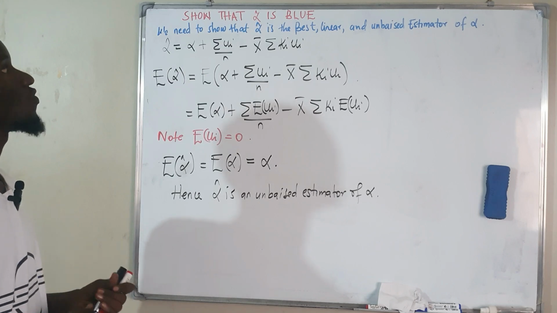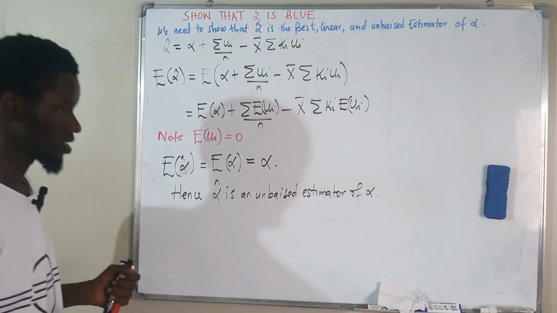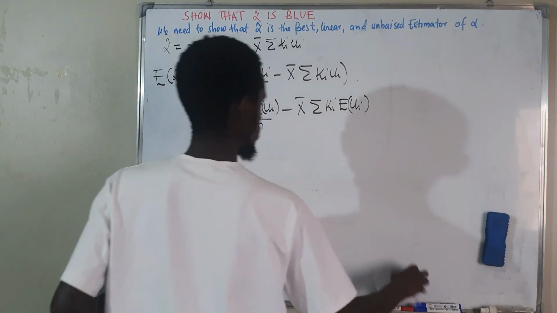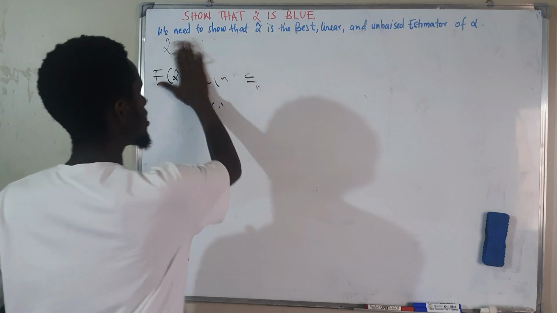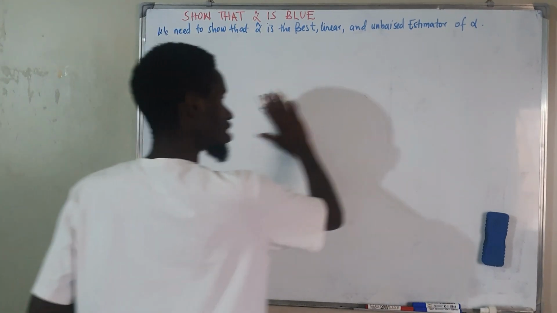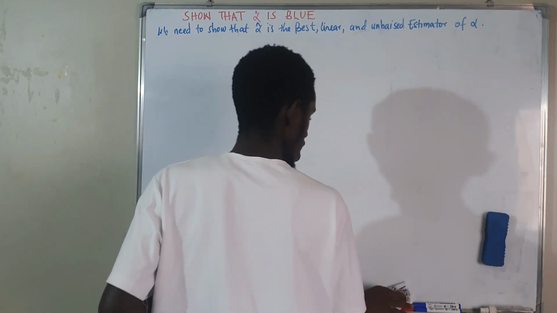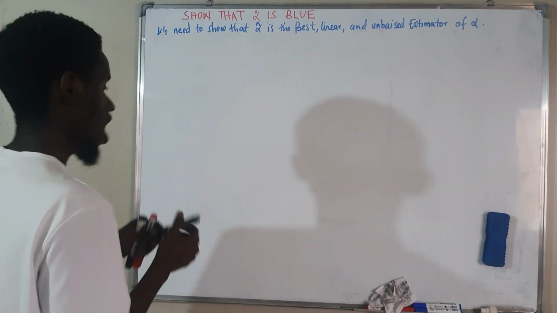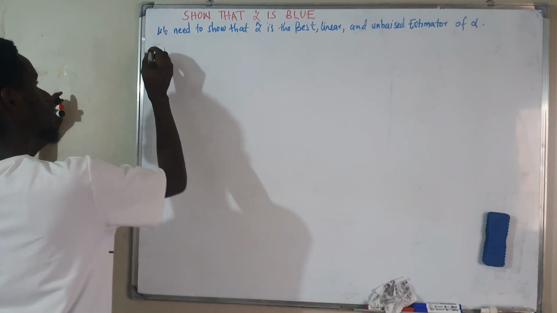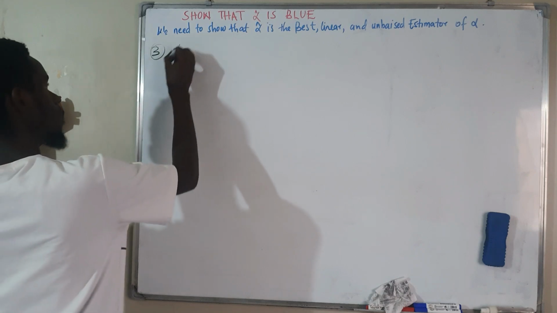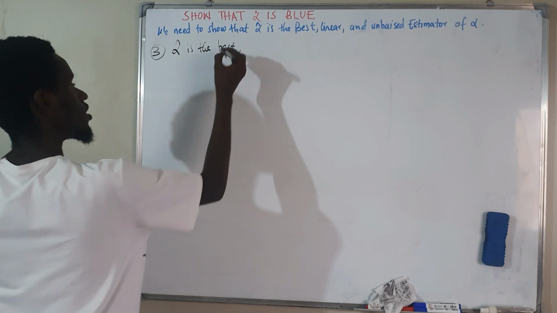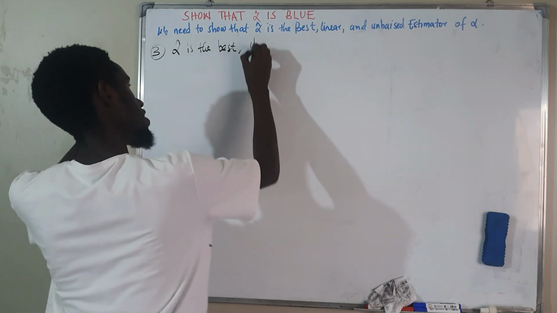Lastly, we need to show that alpha hat is best. For us to show that alpha hat is best, it means that we shall need to show that alpha hat has the least variance. For something to be the best, it has to have the least variance, meaning less variation in it. This is the third chapter we talk about today: we need to show that alpha hat is the best, meaning that it has the least variance.